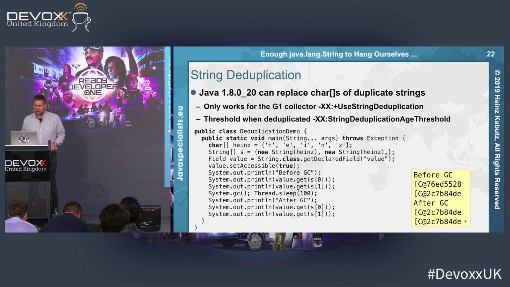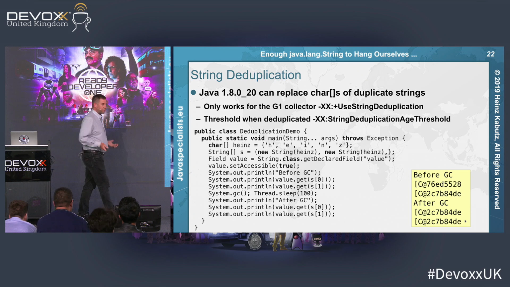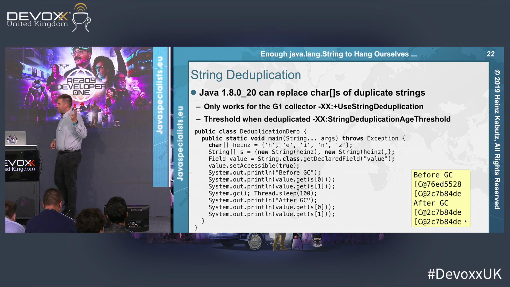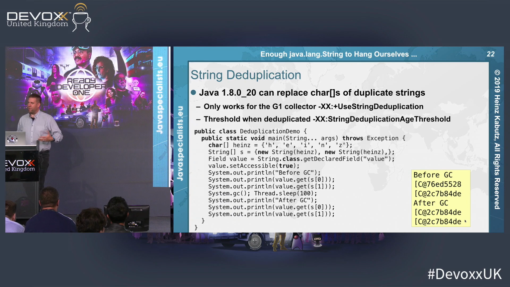It can also cost something extra in doing the deduplication, so you need to test with your system whether it works for you or not. And another thing is that if you rely on this, you're going to be bound to the G1 collector, because it only works with the G1 collector.